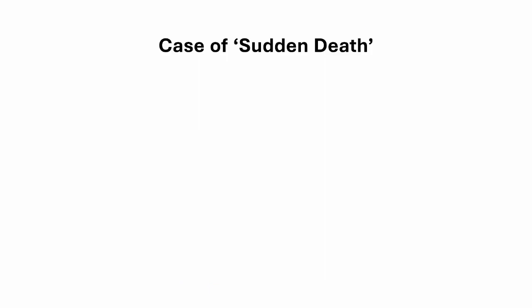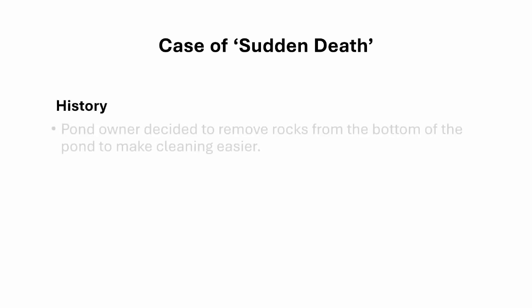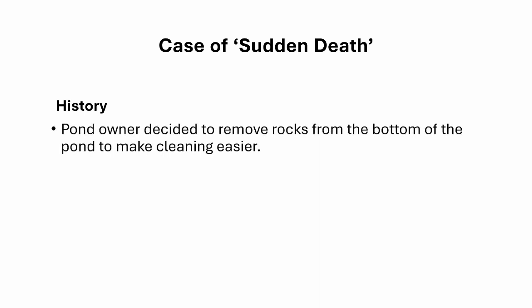Okay, here's a case of sudden death. What happened in this was the pond owner decided to take the rocks off the bottom of the pond. And you know, rocks on the koi pond will help trap debris and organic matter. They get pretty nasty and pretty mucky, and you have to clean them out using a vacuum system, something that will clean this debris out periodically. And the owner was tired of trying to clean these rocks, and so they decided just to take them out.